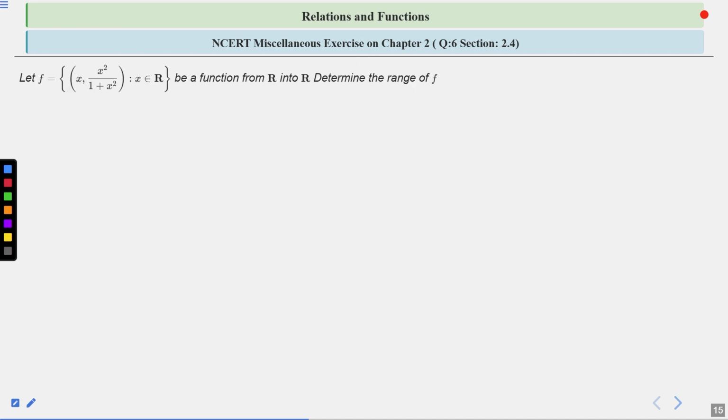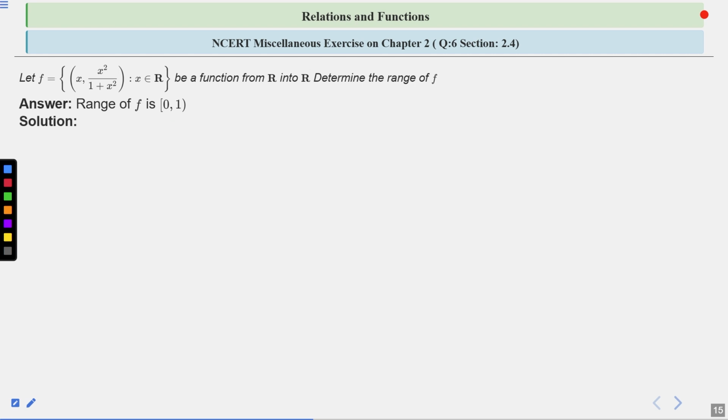Quite simple. Function already given to you. For each input, you are getting your output as x square by 1 plus x square. Yes? Just find out the range. So range is going to be this interval closed at 0, open at 1. How?